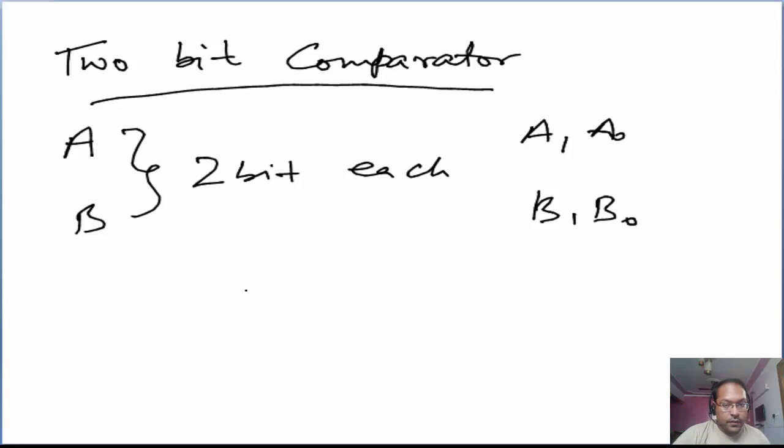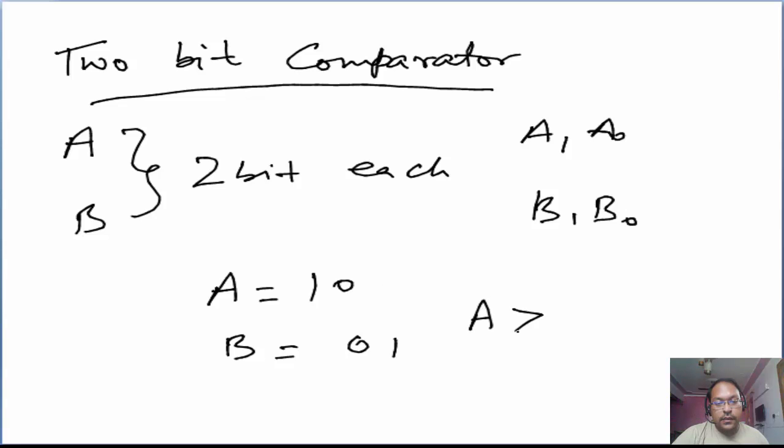Let us take an example. Say number A is 10, number B is 01. Mind you, these two numbers are binary numbers, not the decimal numbers. So when we compare the two numbers A and B, clearly we can see that A is greater than B, since it's 1 at the tens place and here it is 0 at the tens place. So the number A is greater than number B. The number A in decimal form is 2 and number B in decimal form is 1. So clearly number A is greater than number B.